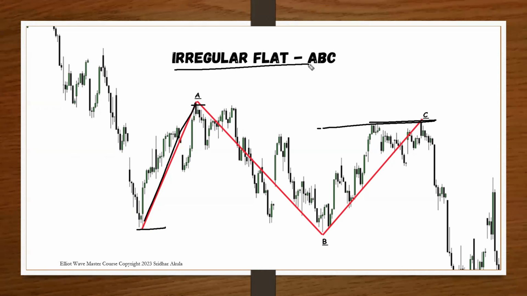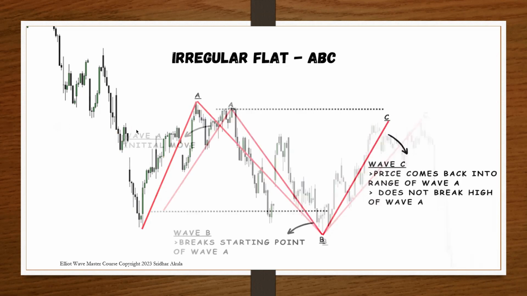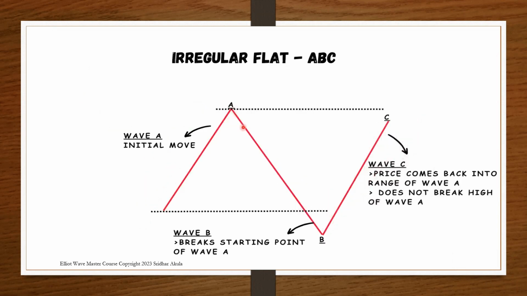Why irregular flat pattern is a high probability setup, right? We'll study that in the intermediate stage, but now you're just beginning to understand what is the meaning of irregular flat pattern. So just a graphic example, your initial correction move is wave A. Wave B breaks the low of wave A, and then in case it's irregular, we will terminate the wave C within the range of wave A. It will not break the high or the end of wave A. Okay, it will come and terminate it. This is your irregular flat pattern.